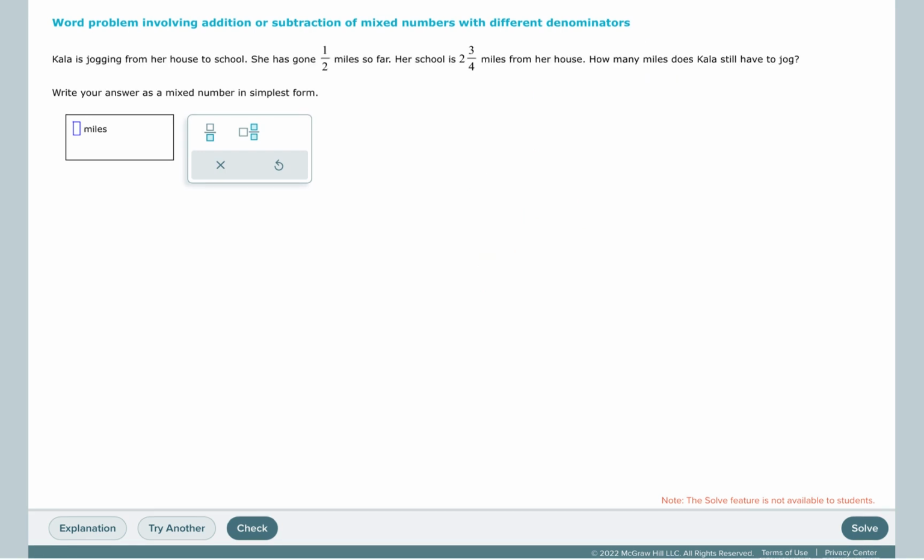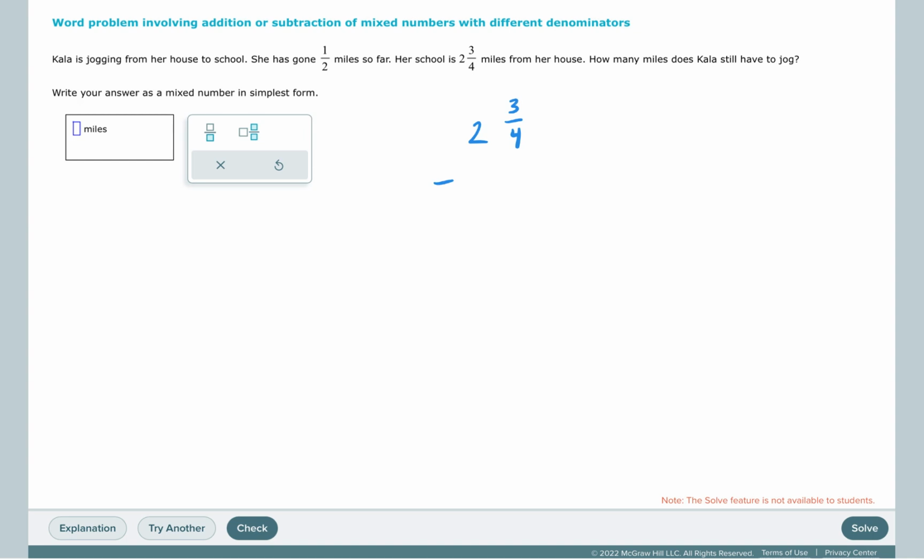This one says Kayla is jogging from her house to school. She has gone 1/2 mile so far. Her school is 2 3/4 miles from her house. How many miles does she still have to jog? So our total is 2 3/4. Our part is 1/2. So we need to find out how far apart is the total from the part, which is subtraction.